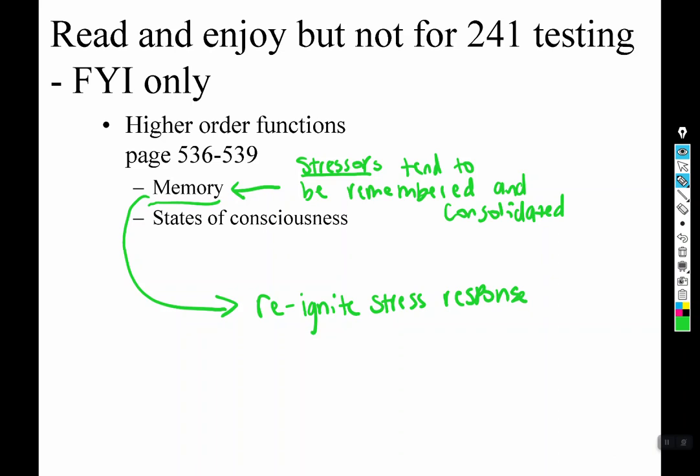And also states of consciousness. So sleep-wake cycles, for example, the role of those things and how the autonomic nervous system affects sleep and wake cycles in general. So all kinds of interesting stuff there. I think the stress and memory thing is probably the most interesting part because it explains or helps to explain things like post-traumatic stress disorder, anxiety disorders, and their link to memory.